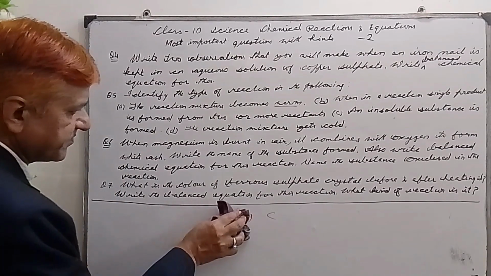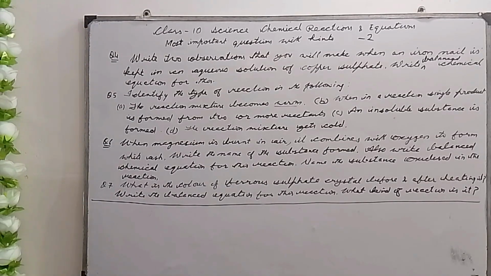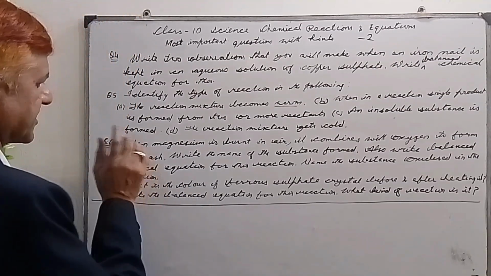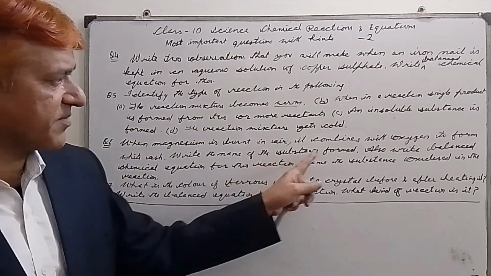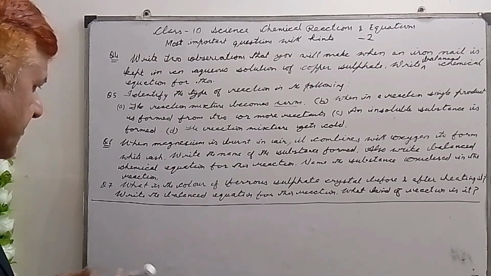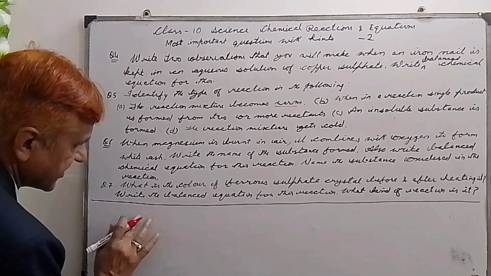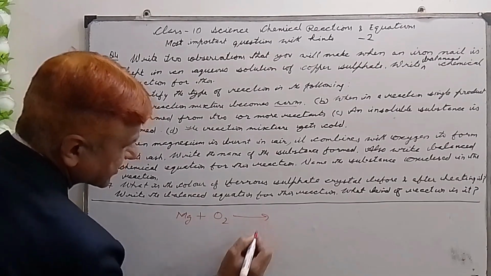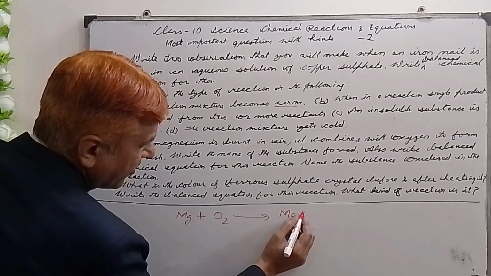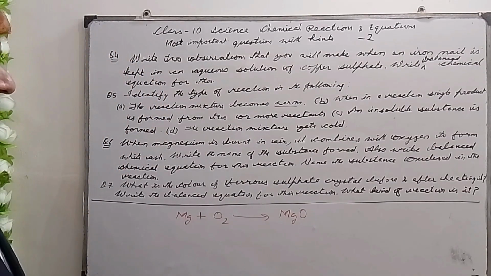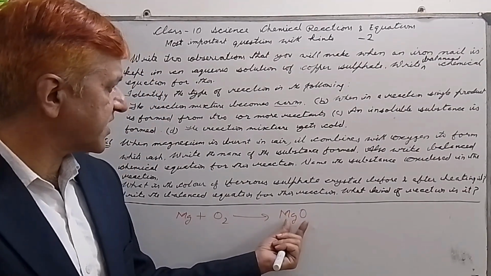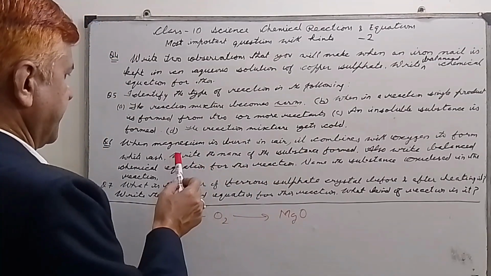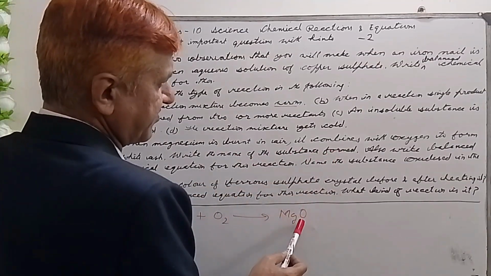Then question number 6. When magnesium is burnt in air, it combines with oxygen to form white ash. Write the name of the substance formed. So what is white ash? The equation for this is magnesium, burning means combining with oxygen, so magnesium oxide is formed. So the answer is magnesium oxide.